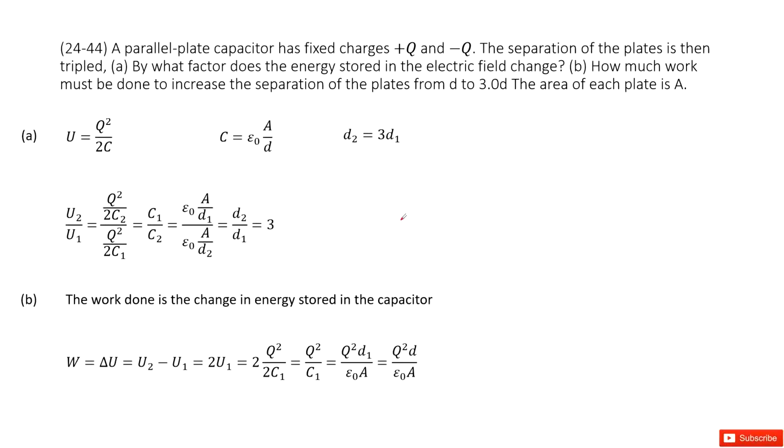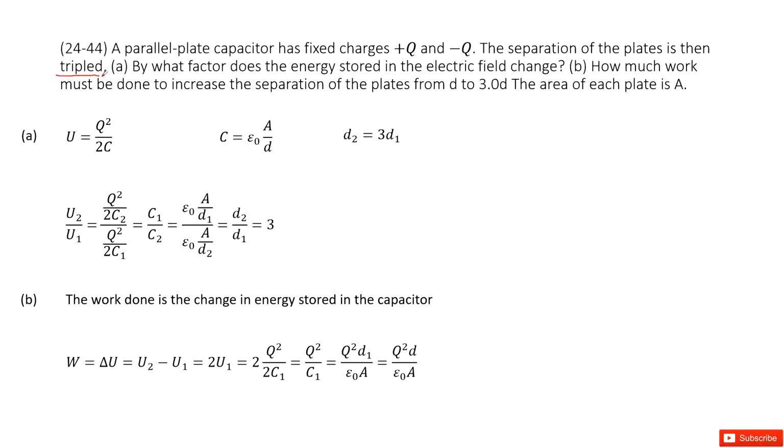Let's look at problem 44 in chapter 24. Chapter 24 is about capacitance, dielectrics, and electric energy storage. Here you can see we have a capacitor. The charge it carries is Q. Then the separation of the two plates, the distance, becomes 3 times, right? It's tripled. The question asks by what factor the energy storage of the electric field changes.